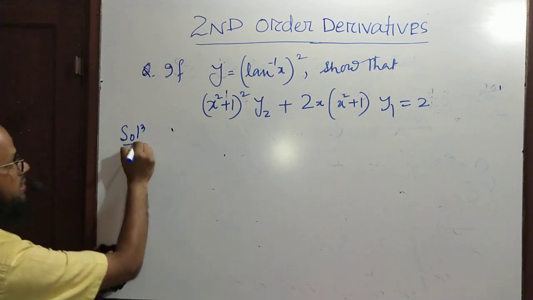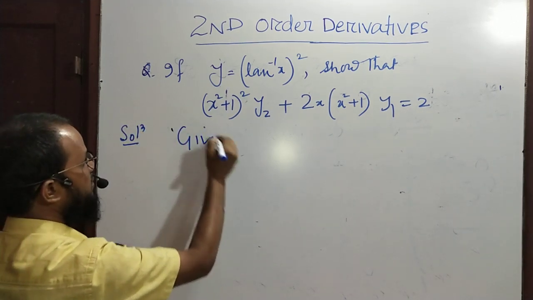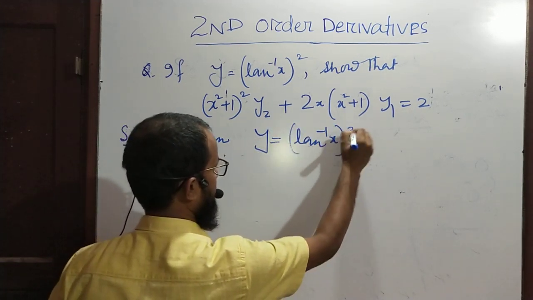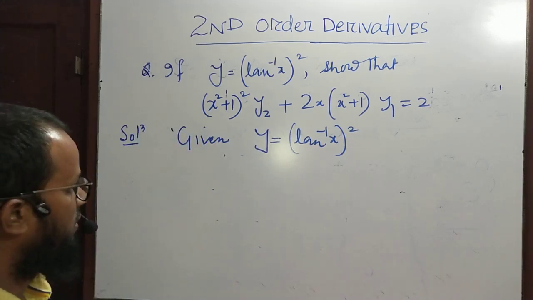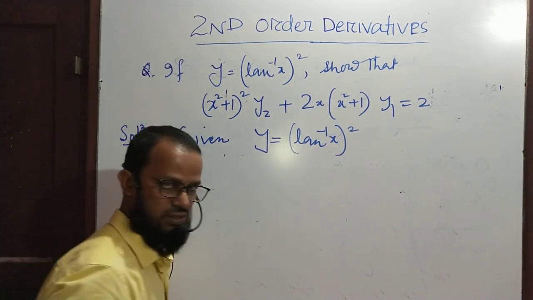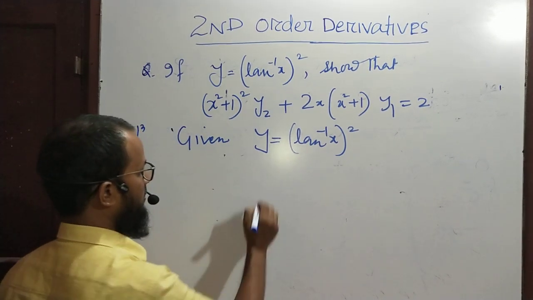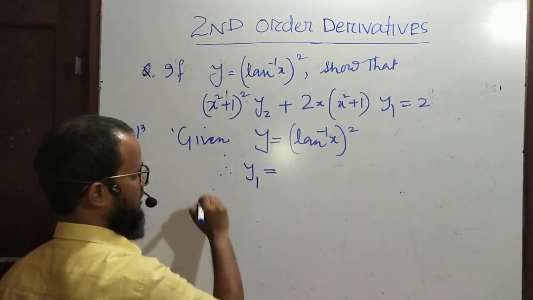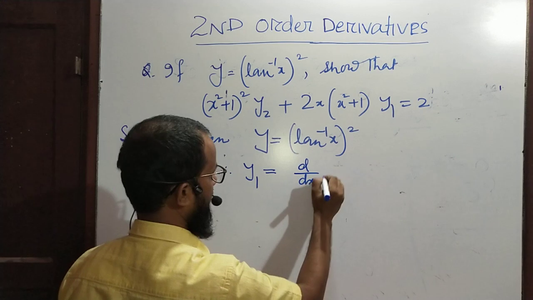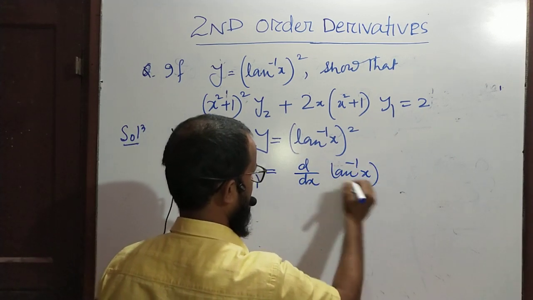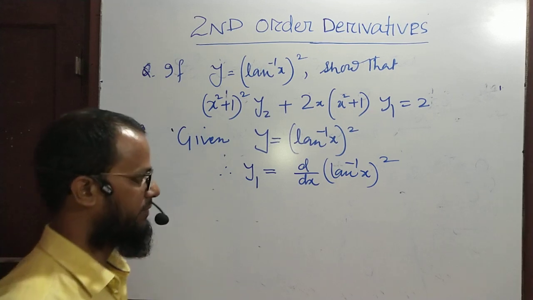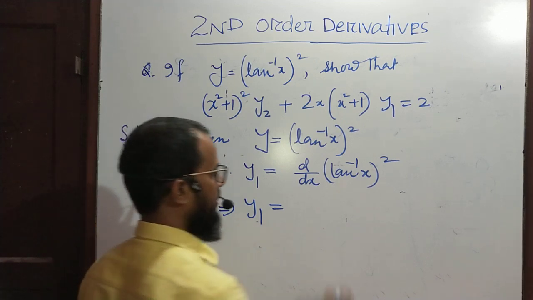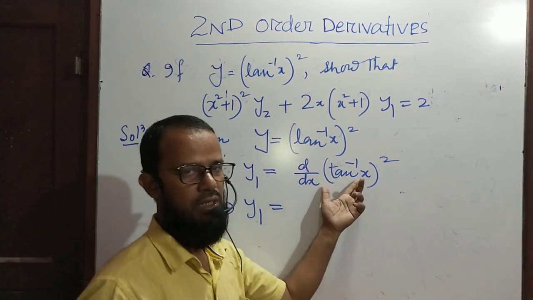The given relation is y equal to tan inverse x whole square. Now, first you differentiate the given relation with respect to x. Okay? Differentiating, the left hand side will be y1, therefore y1 is equal to the right hand side, d/dx of tan inverse x whole square, implies y1 is equal to, now here you are going to use the chain rule.